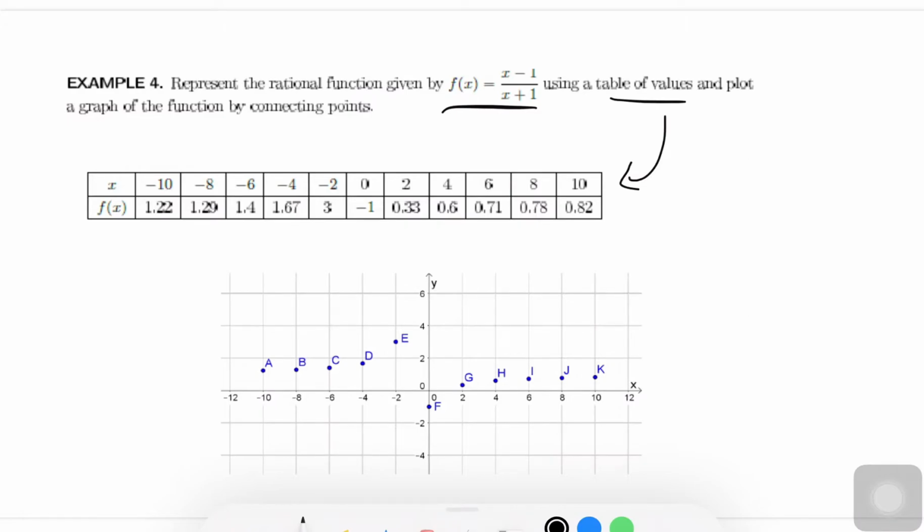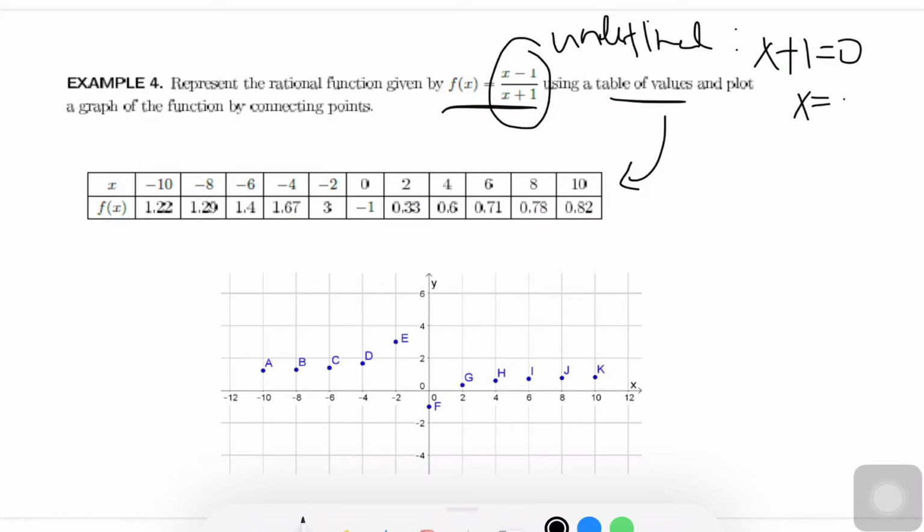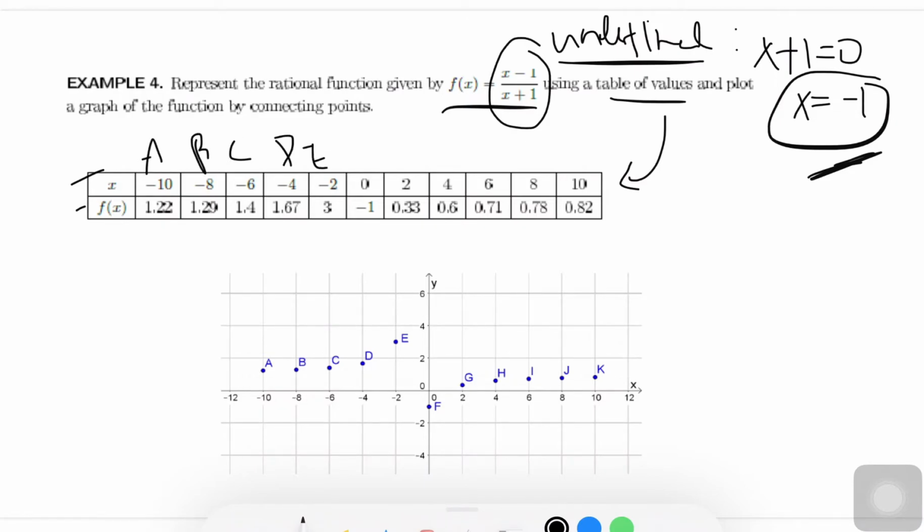Now take note that this expression is undefined if your denominator is 0, meaning x plus 1 is 0. Solving for x, negative 1. So your denominator is undefined, so there is no value for your f of x if your x is negative 1. We will see later on when we graph. Substituting your x values to your f of x, we have this table, and this will be your A, B, C, D, E, F, G, H, I, J, K.